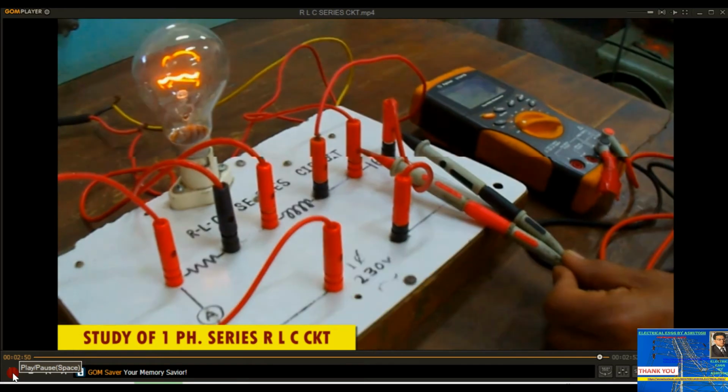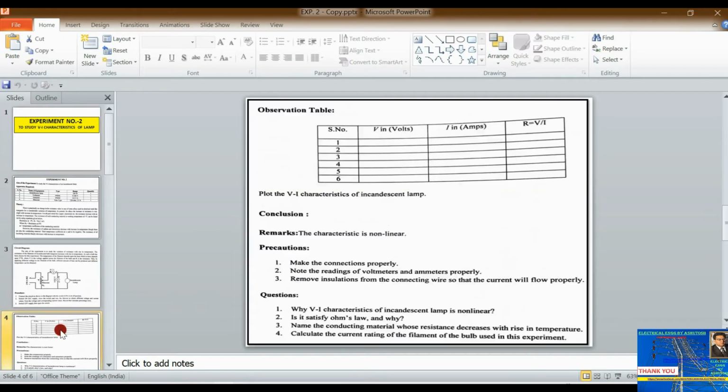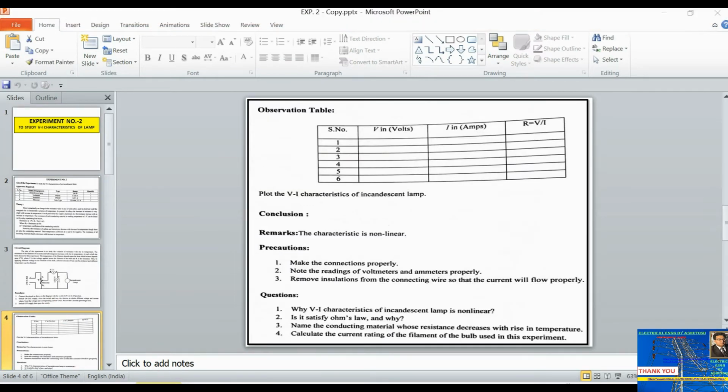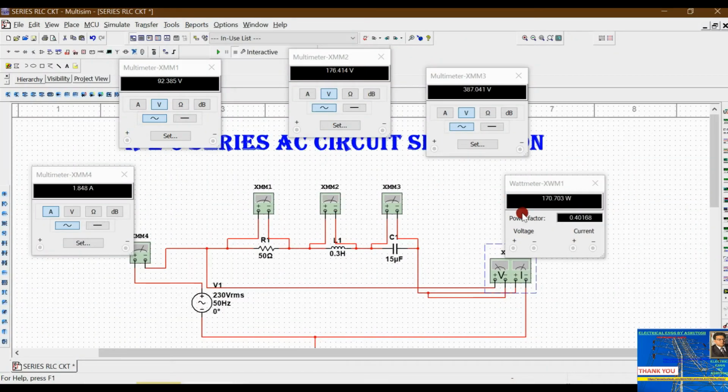So these are the readings, and then you will have to calculate all the parameters given in the table. See here in the table, what are the parameters, like we saw earlier: supply voltage, voltage across resistor, voltage across inductor, voltage across capacitor, current. Then you have to calculate, you already know the formulas, R, XL, XC, Z, power factor. You can take any set of readings, whether from hardware, this observation table, or from my Multisim software.